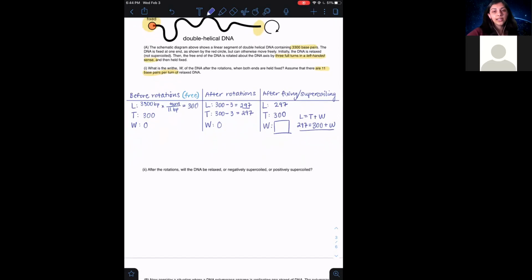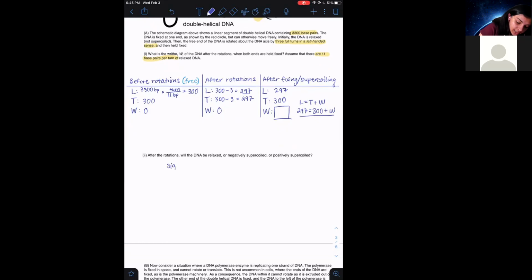And then part two asks, will the DNA be relaxed, negatively supercoiled, or positively supercoiled at the end? Well, we can just determine this from the final sign of the writhe, because the sign of the writhe can tell us whether the DNA is positively or negatively supercoiled. We know that it won't be relaxed because now it has tension that's introduced into it. And so in order to make up for that tension, it's going to have to be either positively or negatively supercoiled. But the sign of supercoiling, we can just determine from the sign of the writhe.